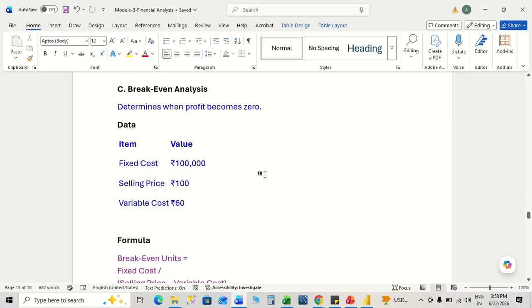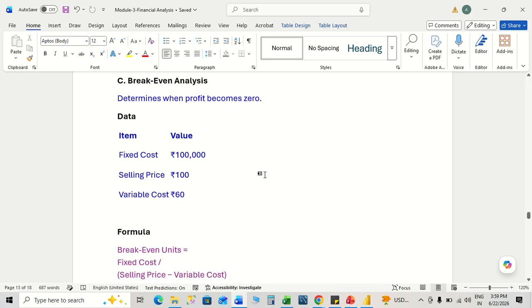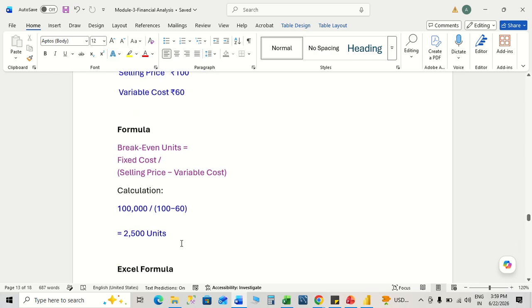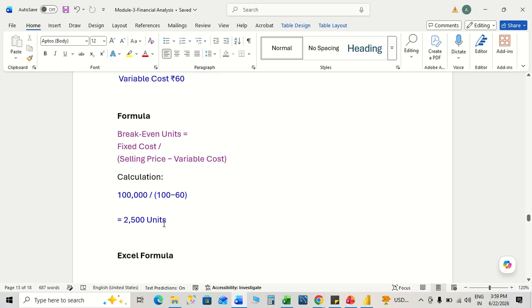What is this break even analysis? It determines when profit becomes zero. When it is possible, I'm going to show you on the graph. So fixed cost is 1 lakh, selling price is 100, variable cost is 60. Okay. So break even units equal fixed cost divided by selling price minus variable cost. So 1 lakh divided by 100 minus 60. So 2500 units. This is the breakpoint.